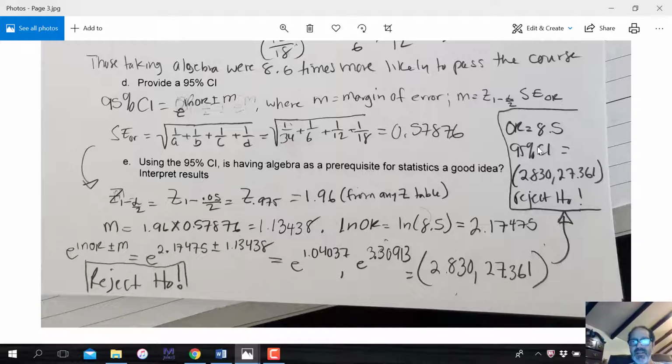27.361. So what this means is the odds of passing the class if you had the prep course are 8.5 times higher than if you didn't take the prep course, and that value can be anywhere between 2.830 and 27.361. Now I say reject the null because if this confidence interval includes 1, then that's not good, because again 1 means that there's no relation between the two. But here it does not include 1, so we can reject the null.